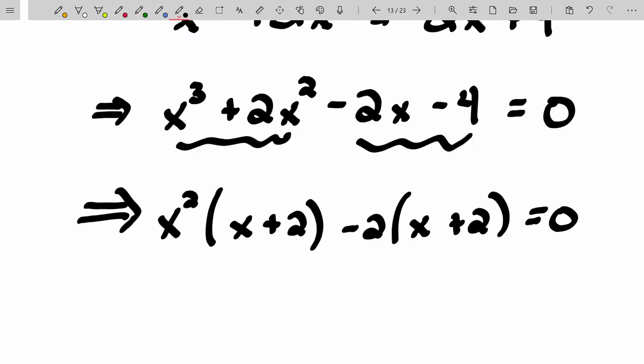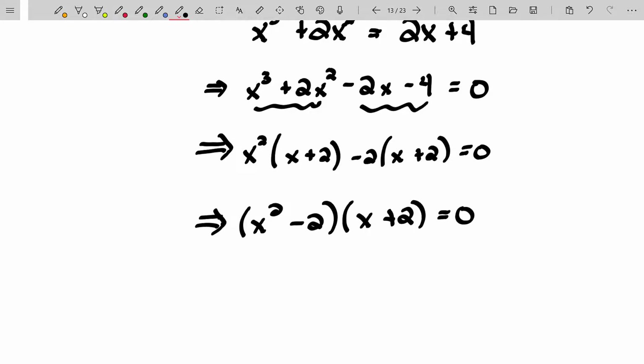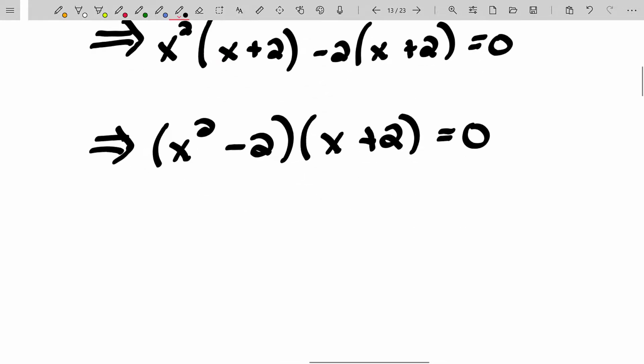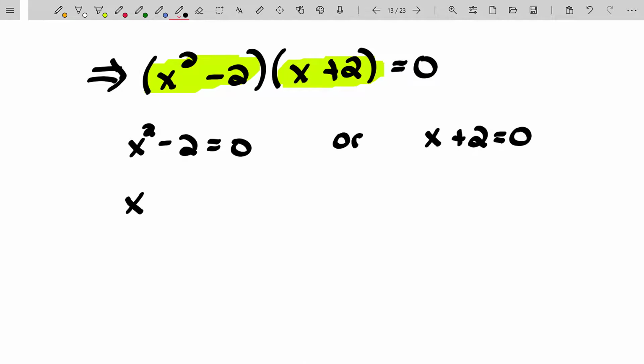We know from our years of factoring that we can factor the x plus 2 off back, and we'll be left with x squared minus 2 times x plus 2 is equal to 0. In other words, we have two objects multiplying to become 0, this guy and this guy. So therefore, either the first object is 0 or the second object is 0. Solving that first equation, you get x squared is equal to 2, or in other words, x is equal to plus or minus the square root of 2.